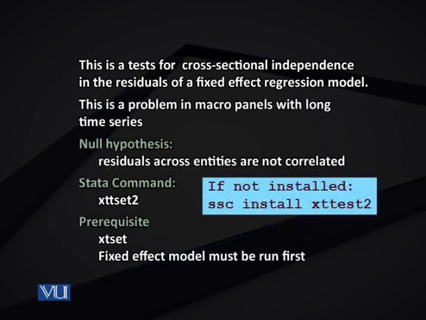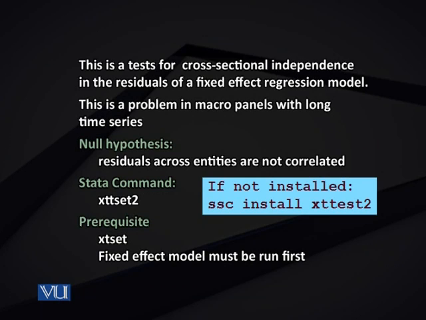Now we have to run a fixed effect regression as a prerequisite. So we have two prerequisites for this test. One, we have specified the panel variable and time variable by the command xtset ID code and year in this case. And second, we must run a fixed effect model. We just ran a random effect model, so we can't apply this test now. We have to apply a fixed effect model and then run the test.